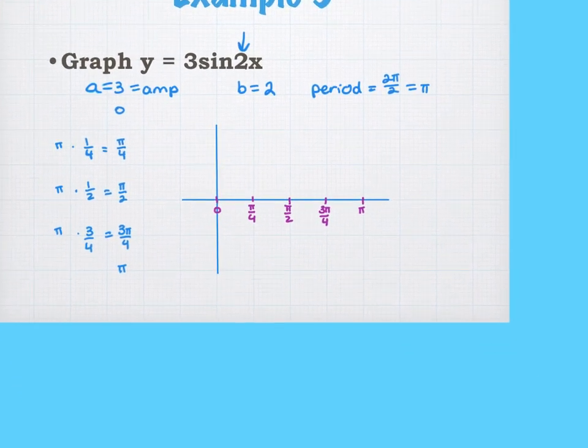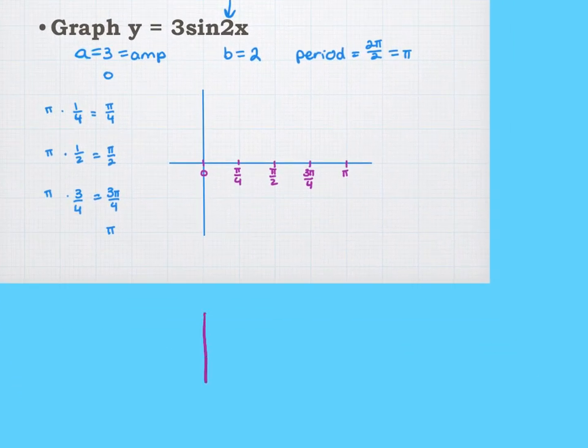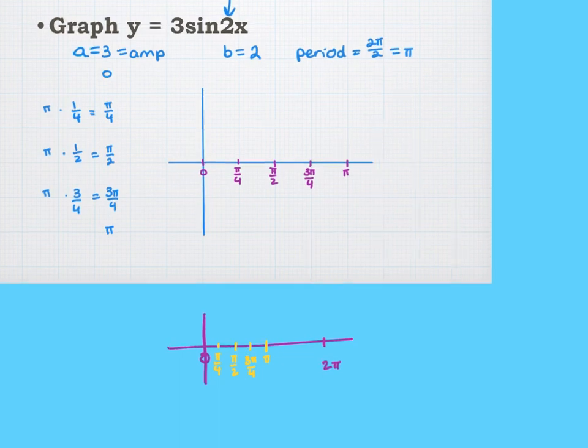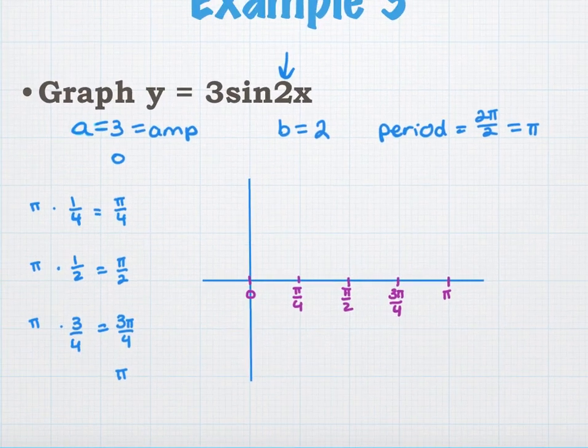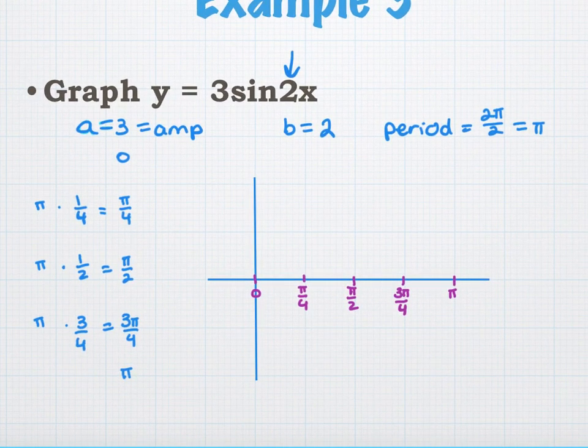But if I had given you an actual coordinate grid where I had given you 0 and 2 pi, then you would need to know to cut this in half. So then my pi over 4, my pi over 2, my 3 pi over 4, and my pi would happen in a much more narrow space. But again, we're working at our own space, so I'm just going to plot it where it is.